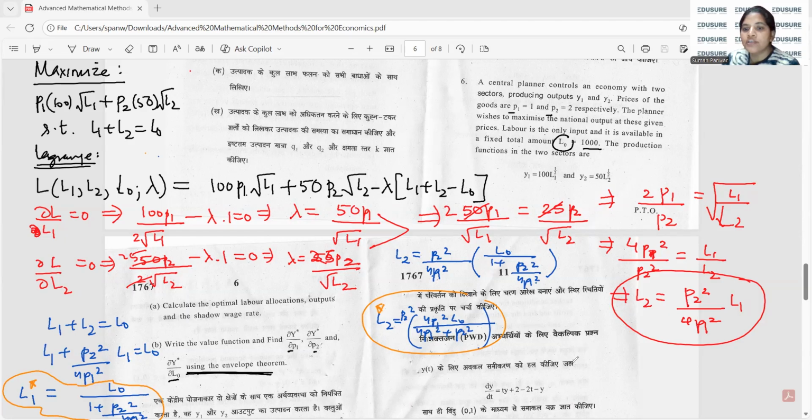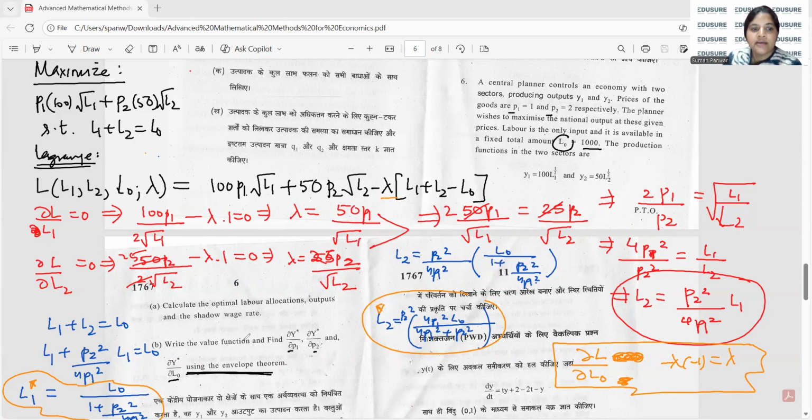Also, since L0 is also a variable here, del L by del L naught should also be equal to 0. And what is my del L by del L naught, by the way? It is lambda, because it is minus lambda into minus 1. So that is my del L by del L naught.